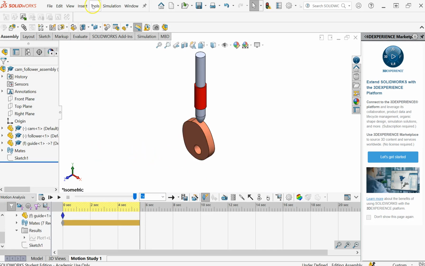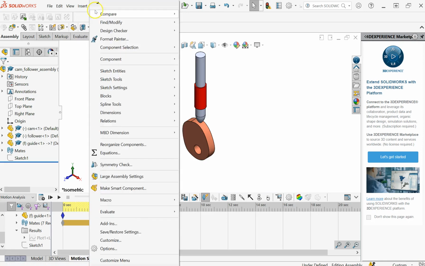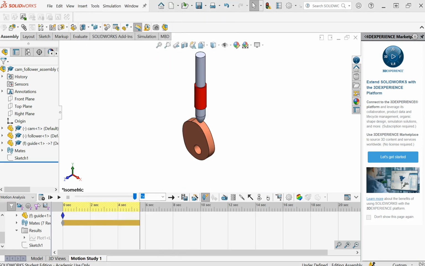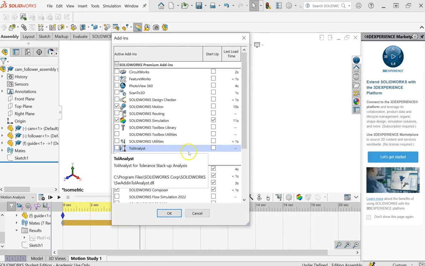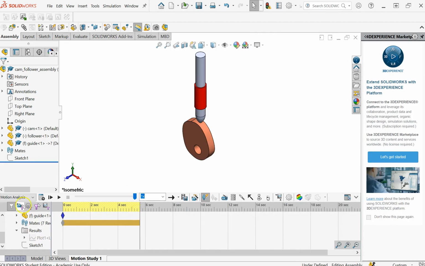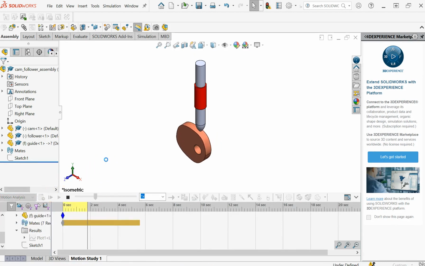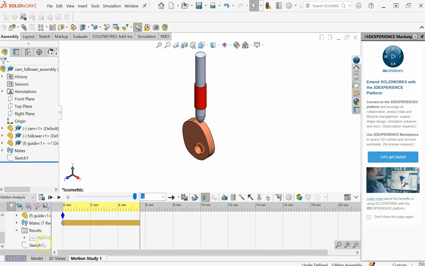And I went to tools, I went to add-ins, and I made sure that SolidWorks Simulation and Motion Analysis are both activated, as you can see. And then I came here and I used motion analysis, not basic motion. So if you do that and plot the displacement, which is what I did here, okay, let me show you.